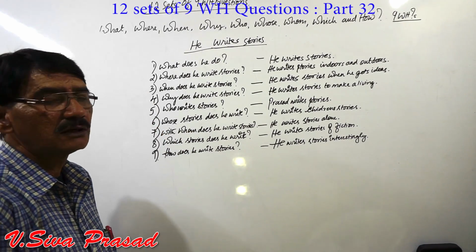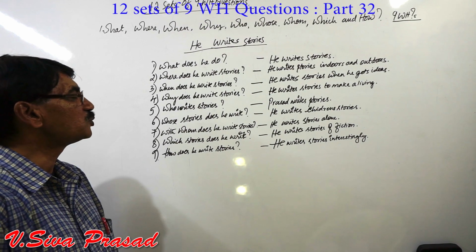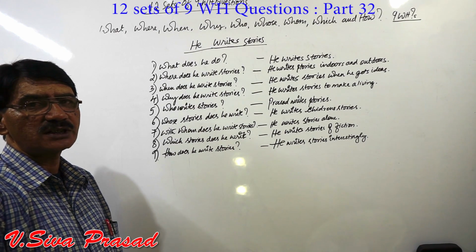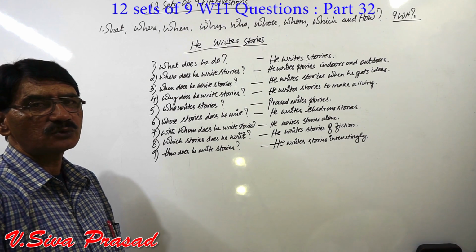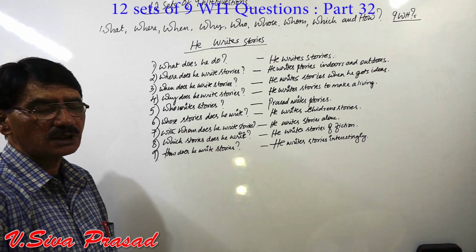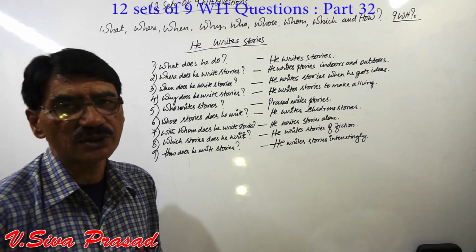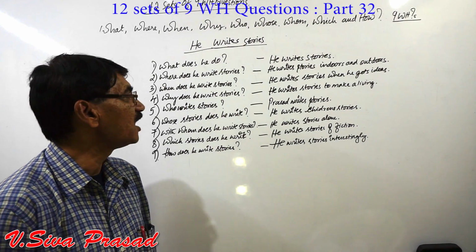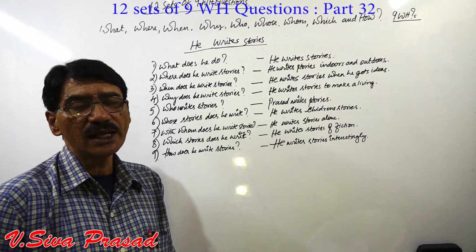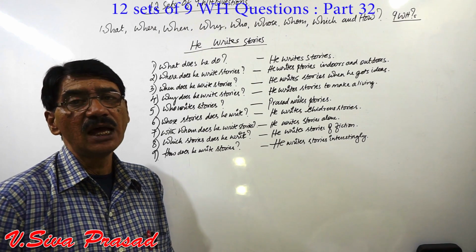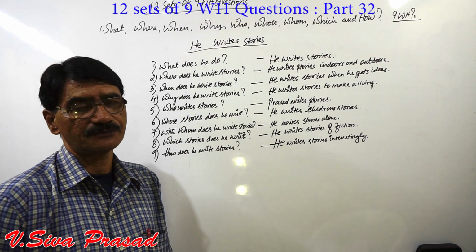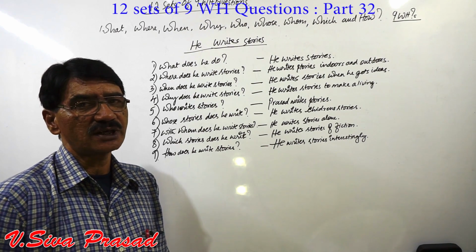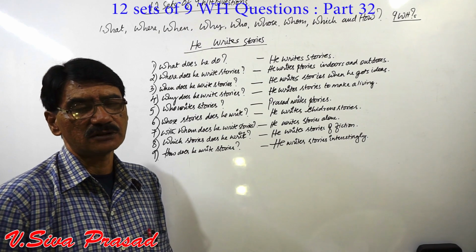Let's go to the last and final one. What will he have been doing? He will have been writing stories. Where will he have been writing stories? He will have been writing stories indoors and outdoors. When will he have been writing stories? He will have been writing stories when he will have been getting ideas. Why will he have been writing stories? He will have been writing stories to make a living.